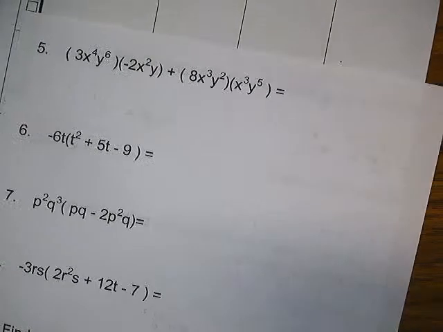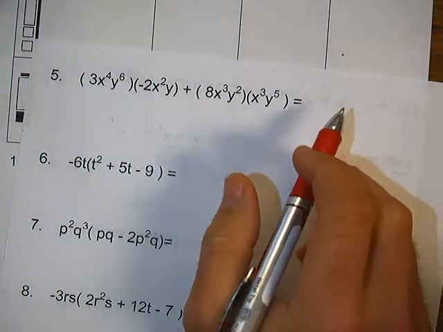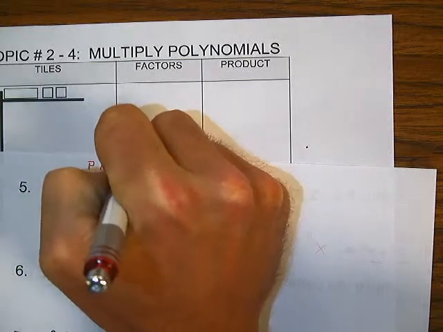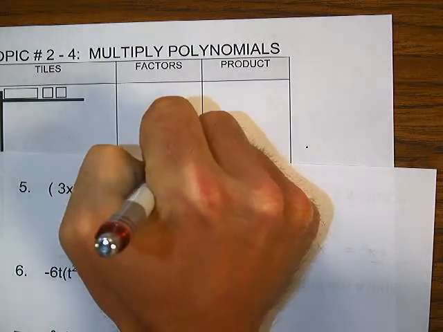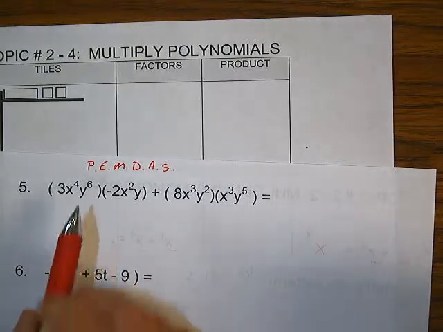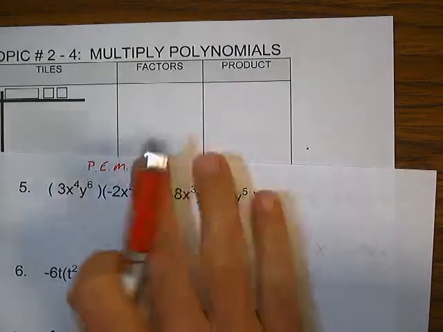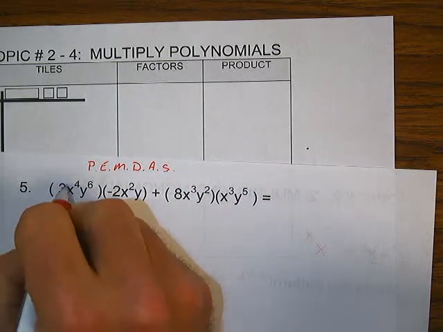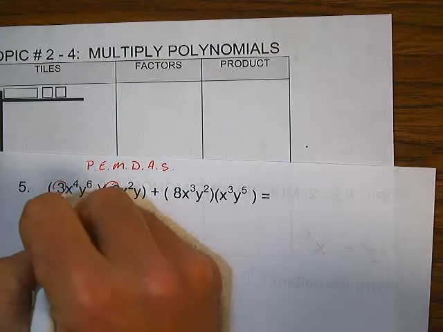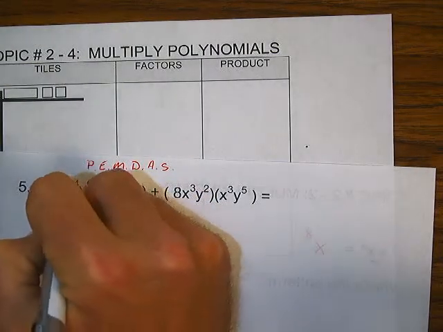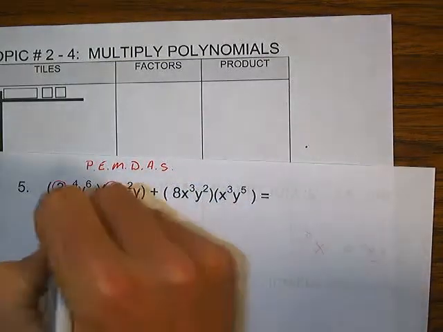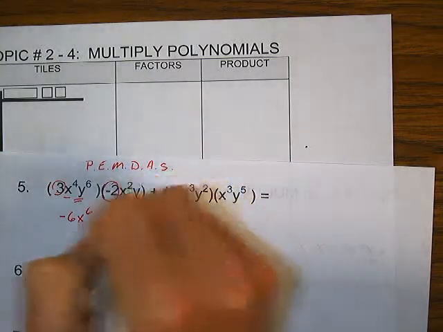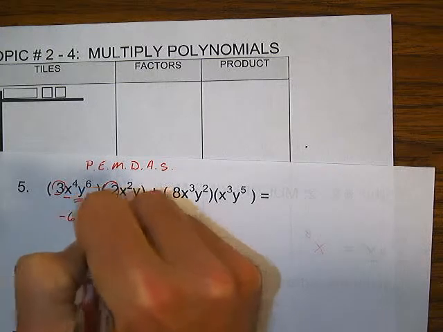Now, we have multiplication and addition. So first of all, order of operations. I have to do the multiplication first. So let's just pay attention to this first half. Let's multiply these together. Coefficients. 3 times negative 2 is negative 6. x's. There's 4 there, 2 there. 4 plus 2 is x to the 6th. Y's. 6 there, 1 there. That'd be y to the 7th.